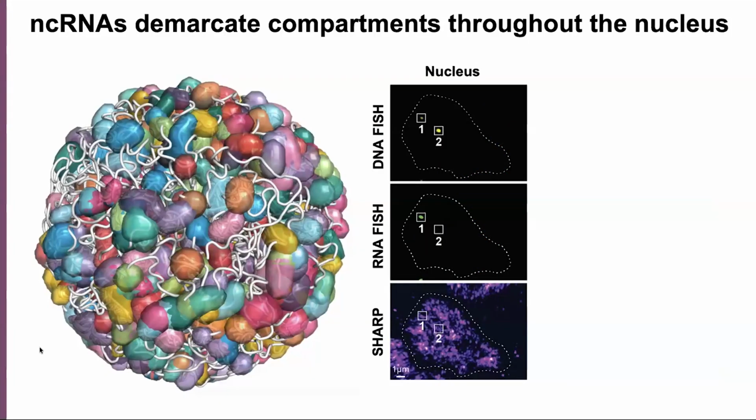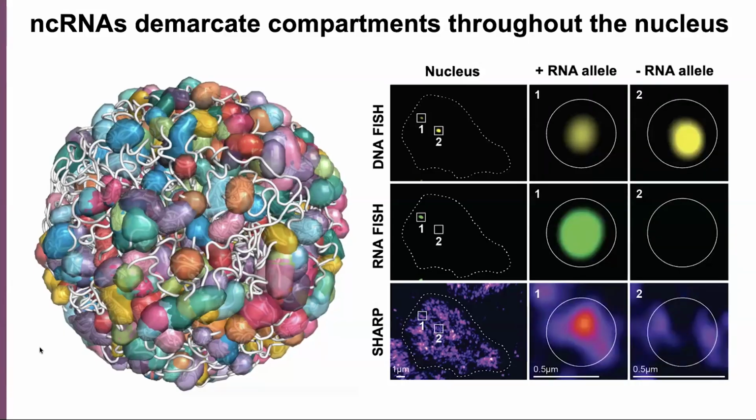Zooming into a specific allele, a specific RNA and a specific compartment, I'll show you one such example demarcated here within the nucleus by these two DNA FISH loci, alleles, only one of which has the RNA localized within it. If you zoom in on these two sites, what you can appreciate is that this SHARP compartment, this high concentration of the SHARP protein, only forms over the allele that has this RNA present, but not over the other allele of the same gene when the RNA is not present.